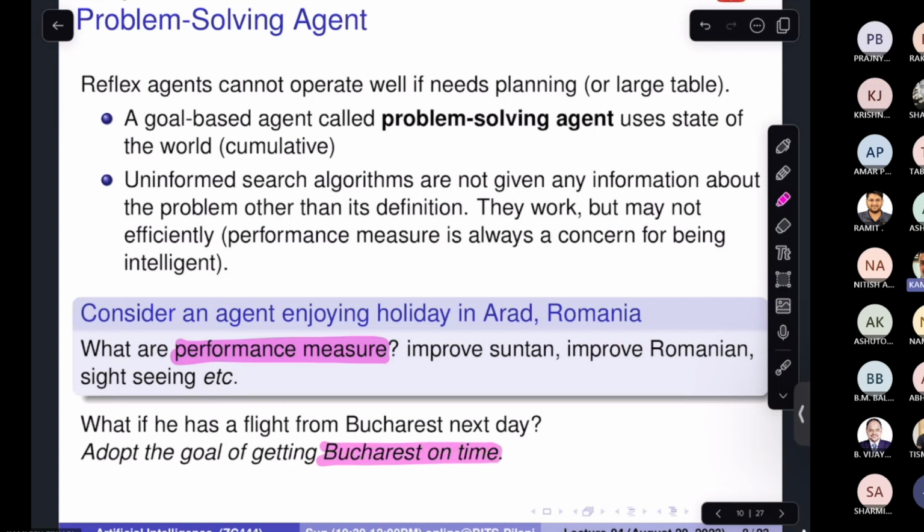If this is the goal, if I change the goal, then he has to do different things. Enjoying, those things were there. But if he has a flight in Bucharest the next day, then the goal is getting to Bucharest on time. Make sense? Okay.